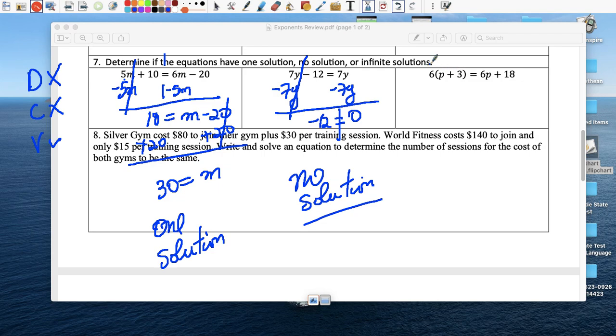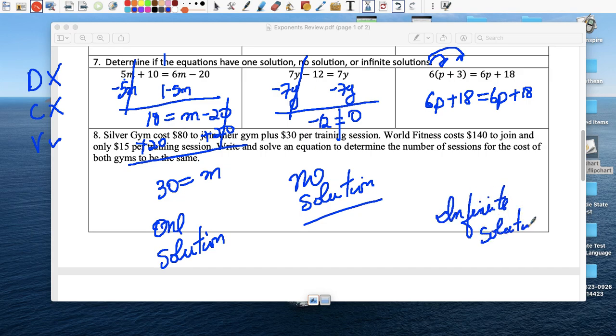Next one. Distributive property, right? First thing you should do. So 6 times p is 6p. Positive 6 times positive 3 is 18. So we get 6p plus 18. On the right side, we already have 6p plus 18. And notice that these two expressions are exactly the same. So I can already know that it's going to be an infinite solution.